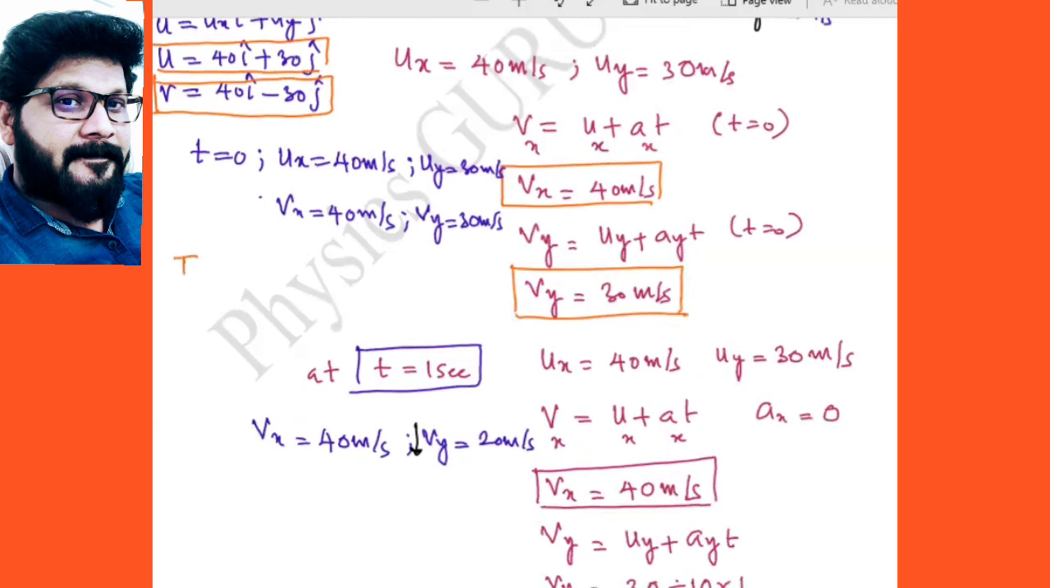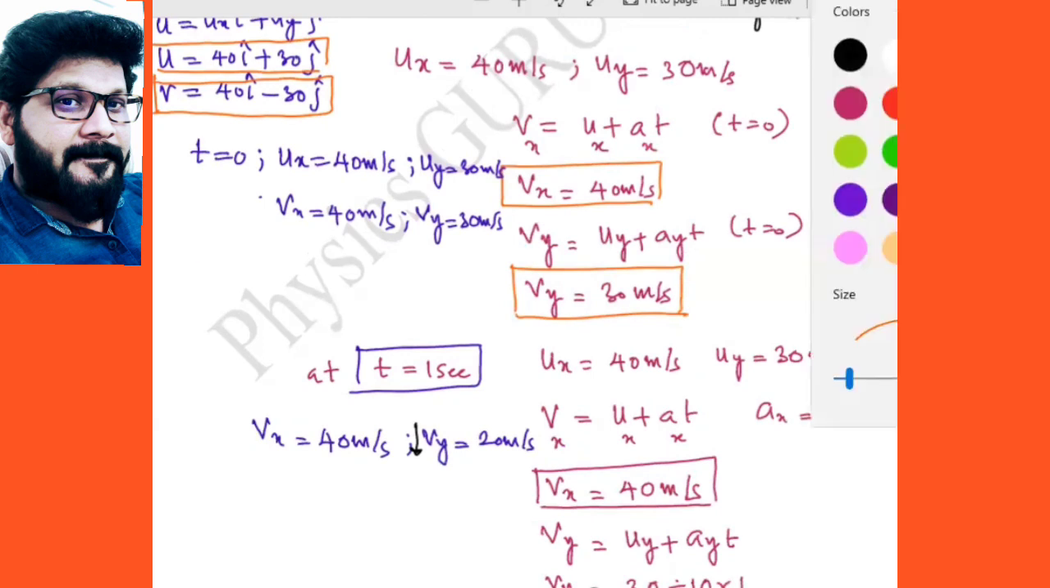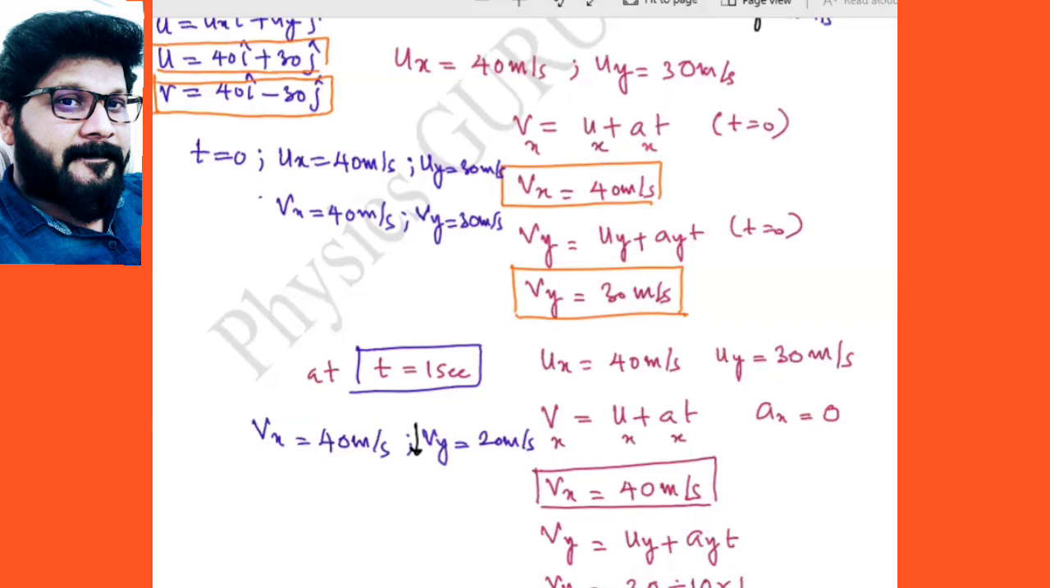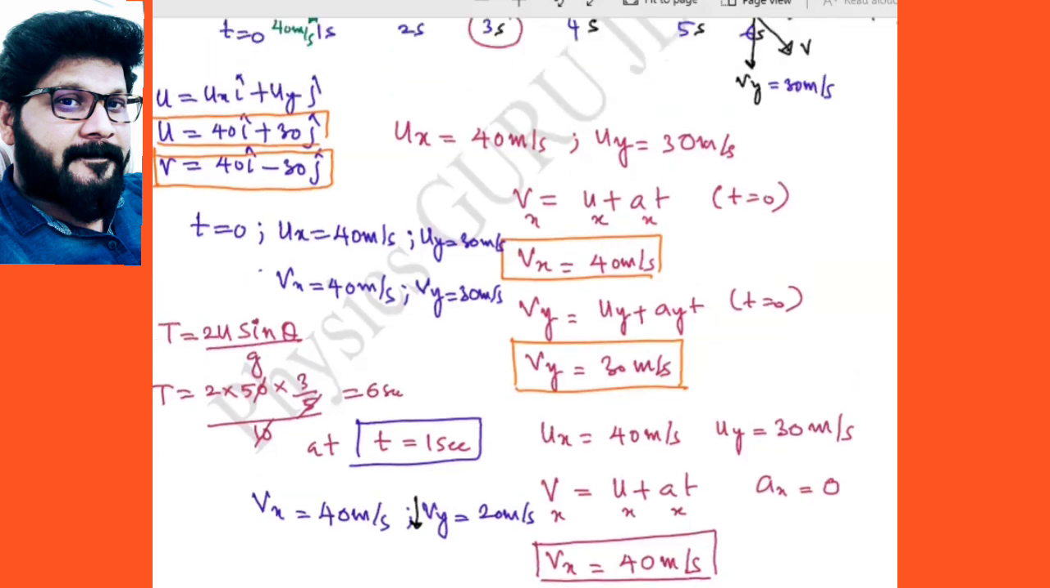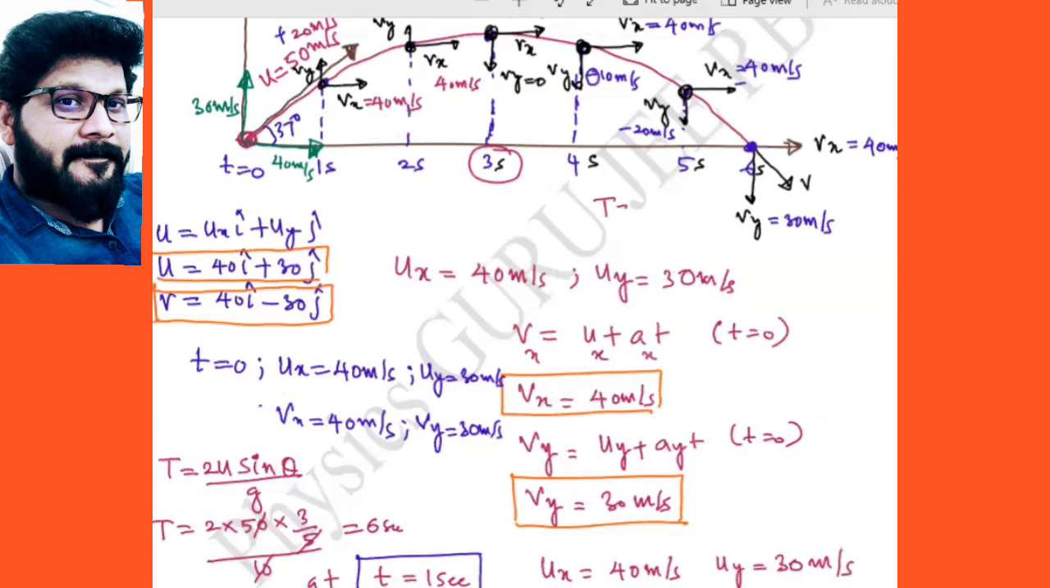Sorry, time of flight. What is the formula for time of flight? T is equal to 2u sin theta divided by g. So T is equal to 2 into initial velocity of projection, 50, into sin 37, which is 3 by 5, divided by 10. The 10s will get cancelled. I'm getting 6 seconds. So the time of flight T is equal to 6 seconds, which is time of ascent plus time of descent.